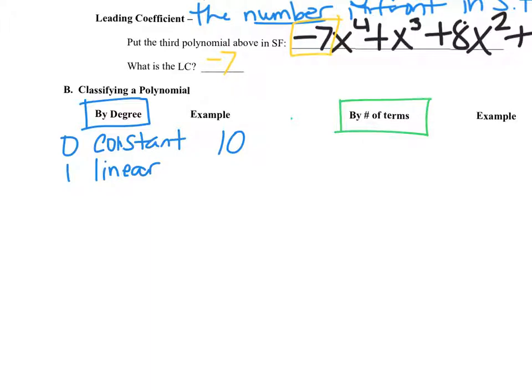And they're called linear, why? Because they are lines. So we would have something like 2x minus 5. That's a polynomial with degree 1. It's linear. When you graph it, it's a line.